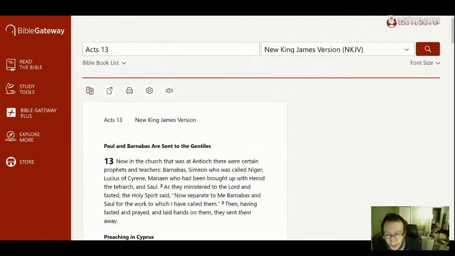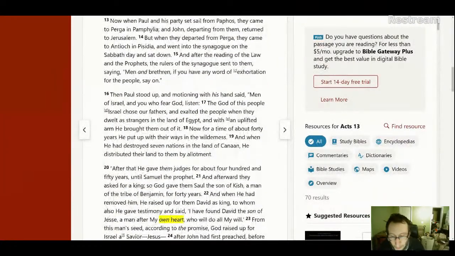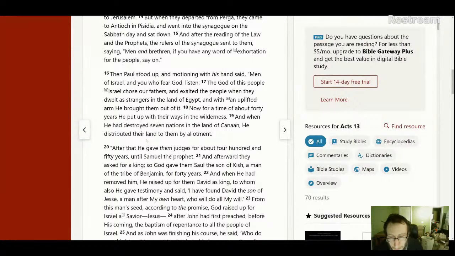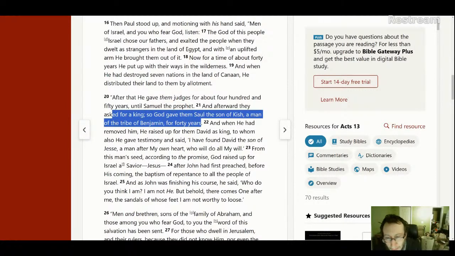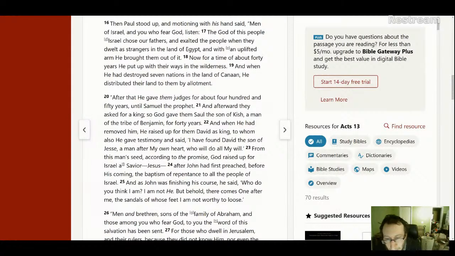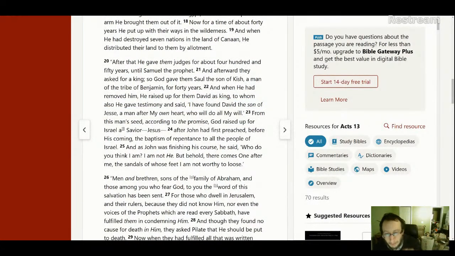So now, Acts chapter 13. Now this is Paul apparently quoting the book of Samuel. So look at this. "After that, he gave judges until Samuel the prophet. And afterward, they asked for a king, so God gave them Saul, a man of the tribe of Benjamin, for 40 years. And when he had removed him, he raised up for them David as king, to whom also he gave testimony and said, 'I have found David, the son of Jesse, a man after my heart, who will do all my will.'" So this is God speaking about David.